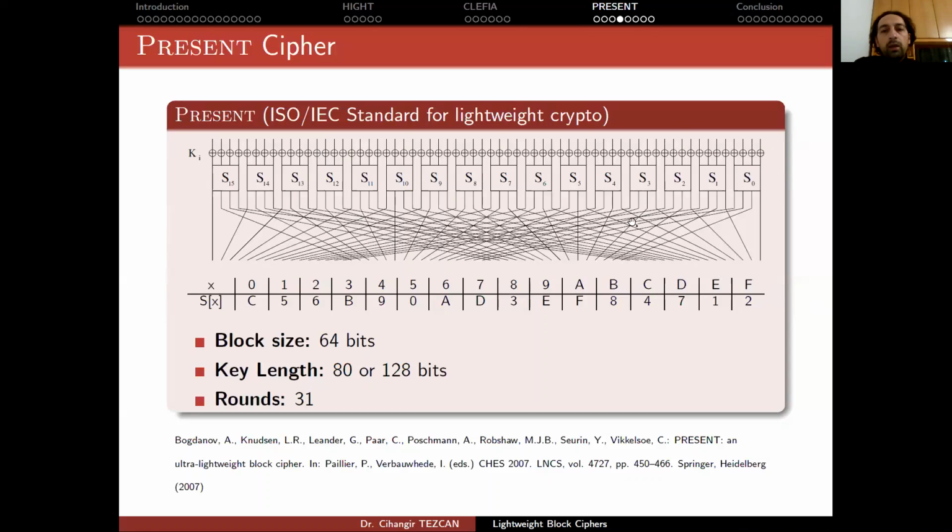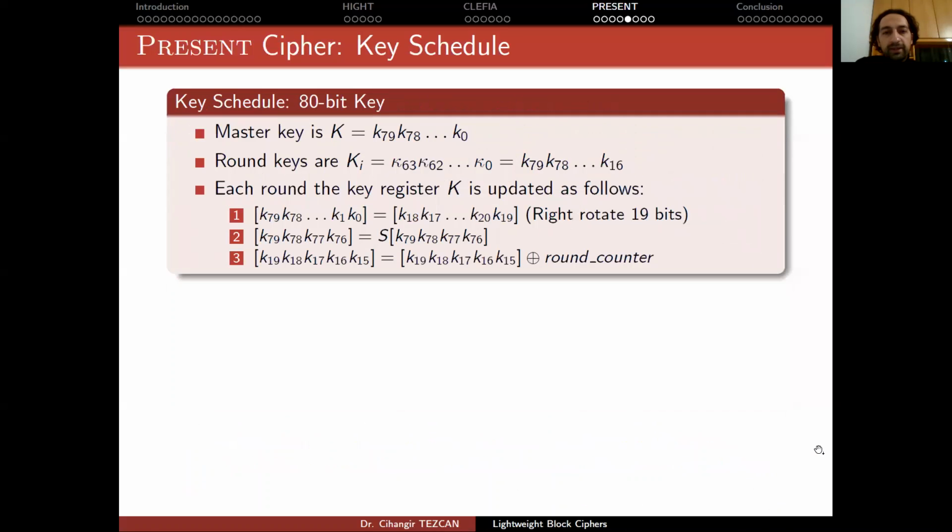So running software code, writing software code for bitwise operations sometimes can be messy, and you can sometimes make implementation errors. This cipher is also presented at the CHES conference in 2007.